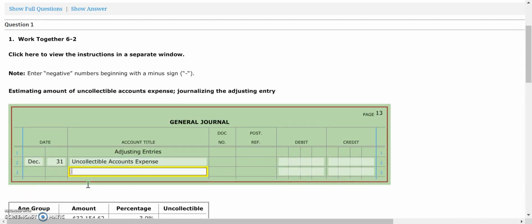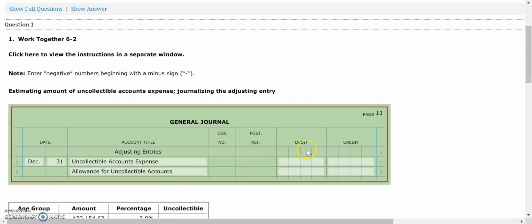And our two accounts that we have are our uncollectible accounts expense, and our credit goes to the allowance for uncollectible accounts, which remember is the contra account to accounts receivable. This actually reduces the balance of accounts receivable. Since accounts receivable has a debit balance, if it's contra, it has to be opposite, so allowance for uncollectible accounts is a credit balance.